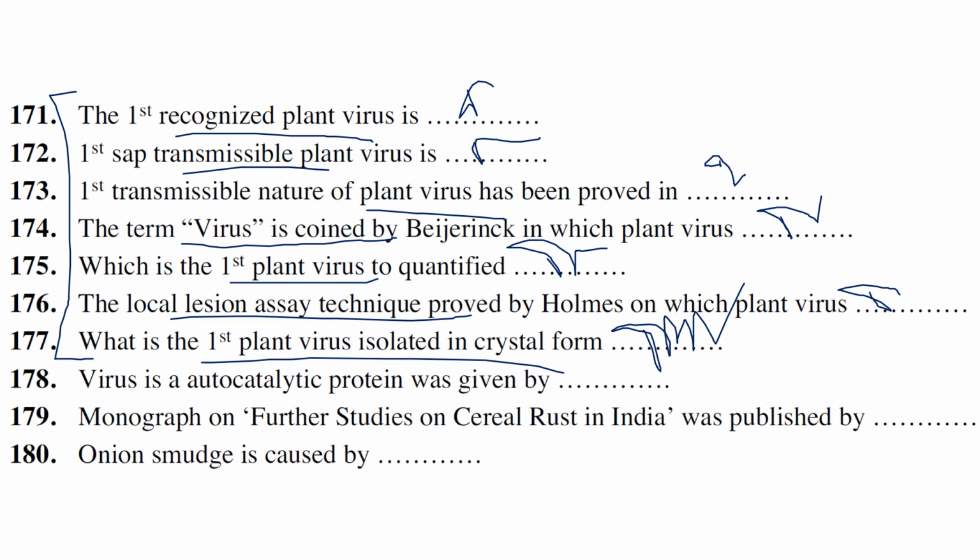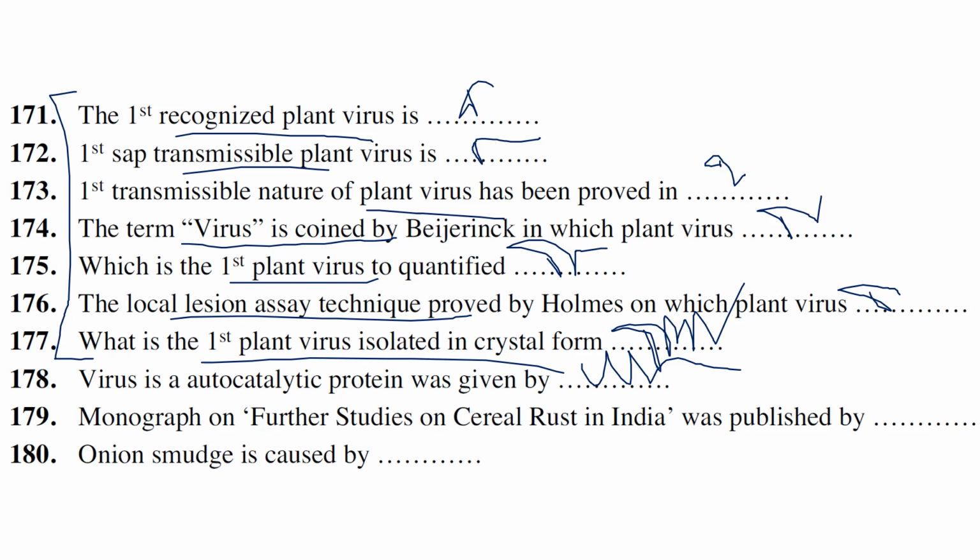So what is the autocatalytic protein? Virus is an autocatalytic protein, that was given by W.M. Stanley, the man who crystallized the tobacco mosaic virus. Autocatalytic protein means having both the properties of living and non-living. Such properties are known as autocatalytic. Auto means it automatically can come into living form and non-living form.